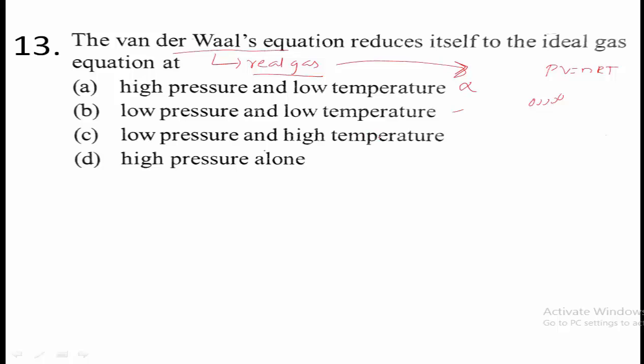Option C, low pressure and high temperature. If pressure is low, molecules will be far from each other, because volume is more. As pressure decreases, volume increases, and when volume increases the molecules are far apart. And temperature is also high. If you increase temperature, kinetic energy is high. So again they will move far from each other, and hence in such condition no intermolecular force will be present, and in such conditions real gases will show ideal gas behavior, and at that time van der Waals equation reduces itself to the ideal gas equation. So option C is the right answer.